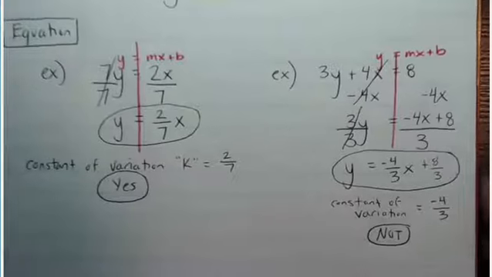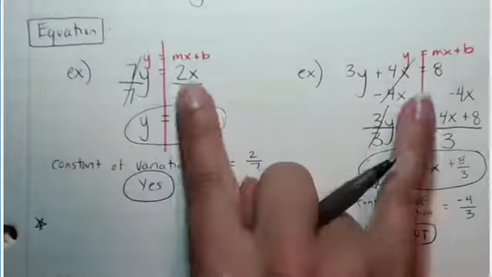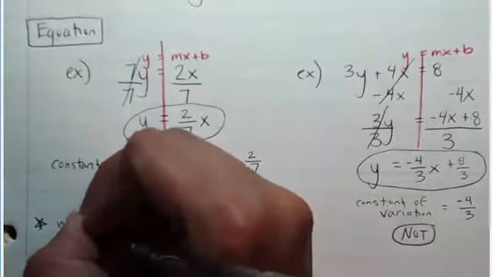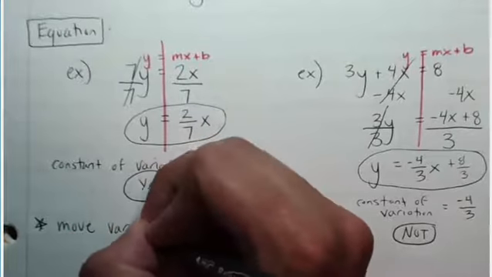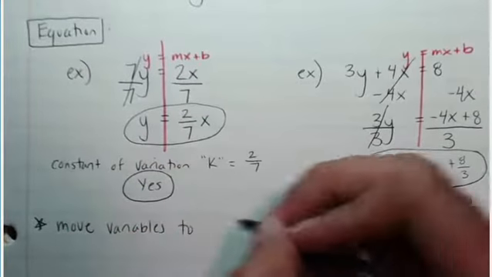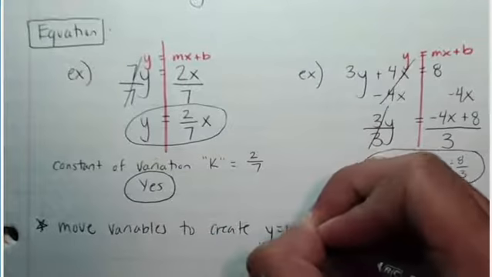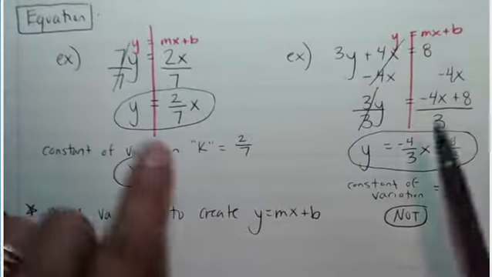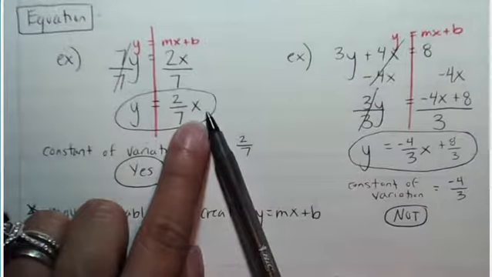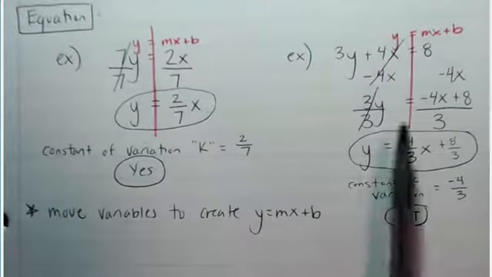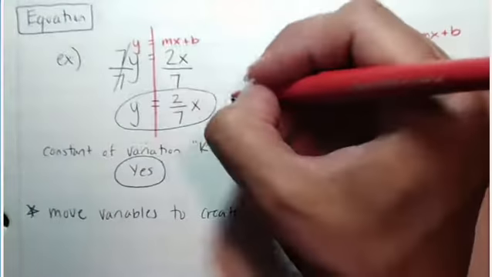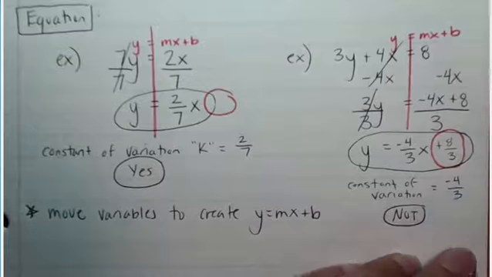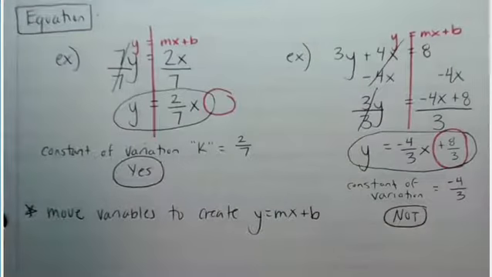Okay, so things that we just did that you need to remember from an equation is the first thing that we did on both of these occasions is we want to move the variables to create y equals mx plus b. Okay, that's the first thing. We want to move everything to make it into our equation. But the most important thing is from an equation, if there's no b, it's a direct variation. If there is a b, then it's not a direct variation.